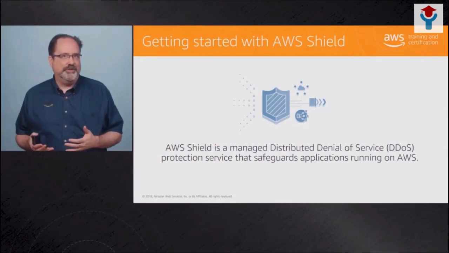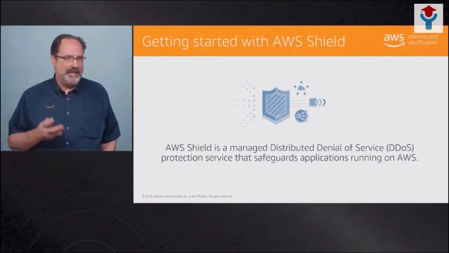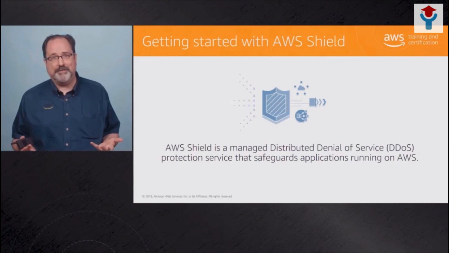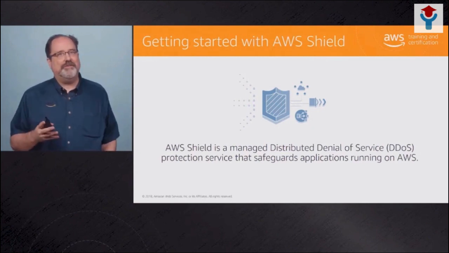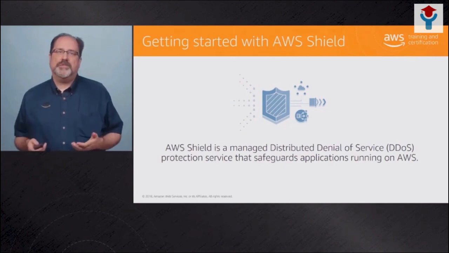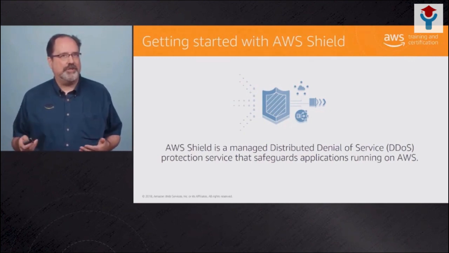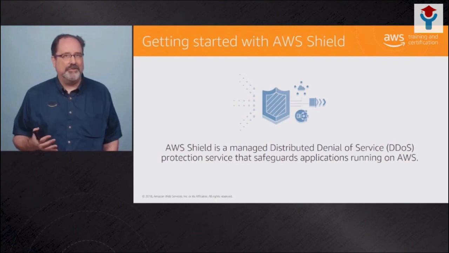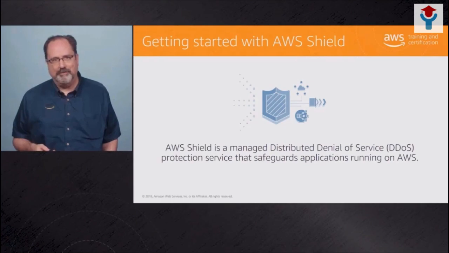In this module, you will learn about AWS Shield and the valuable protection options available. AWS Shield is a managed distributed denial of service, or DDoS, protection service that safeguards applications running on AWS. The service provides always-on detection and automatic inline mitigations that will minimize application downtime and latency, so there's no need to engage AWS support for your DDoS protection.